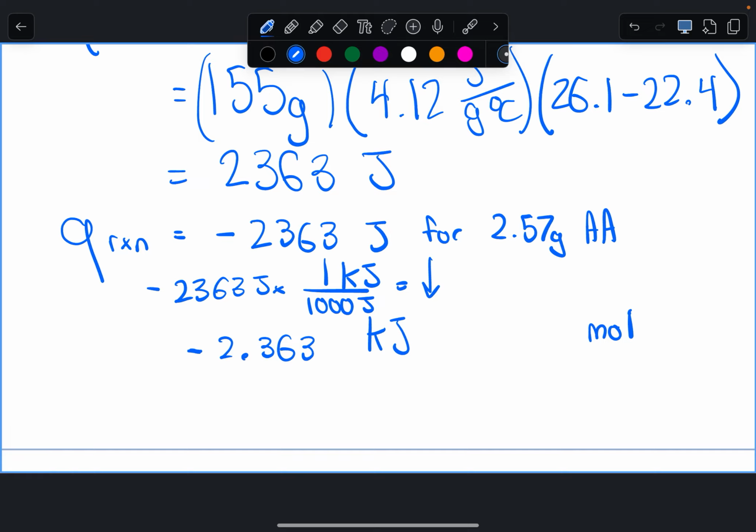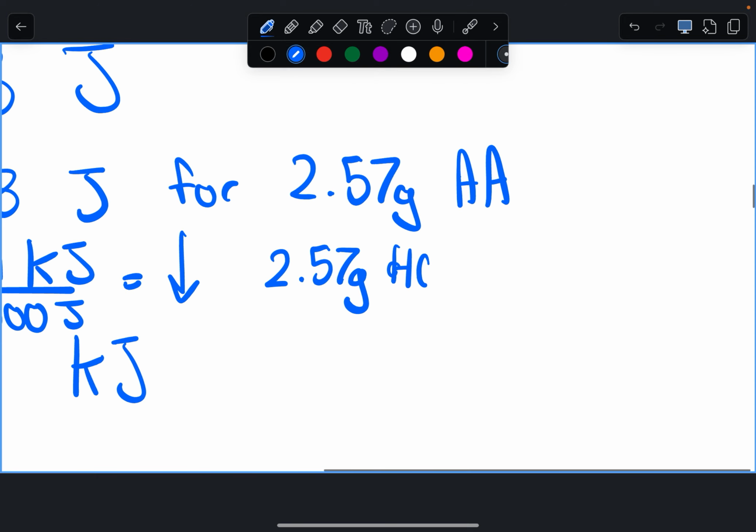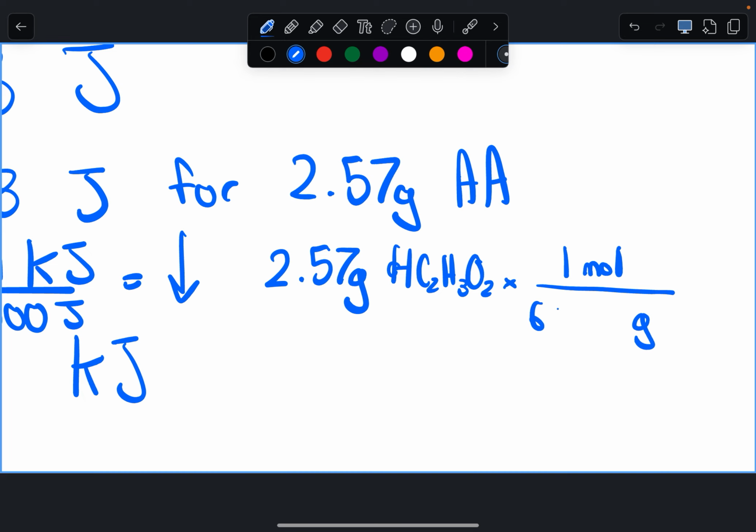But then we need to do this per mole, and we have the 2.57. So we're going to go back to the recesses of our brain in chapter 3, I think it is, and convert grams of acetic acid to moles. So I believe the molar mass is 60 something, 60.052.